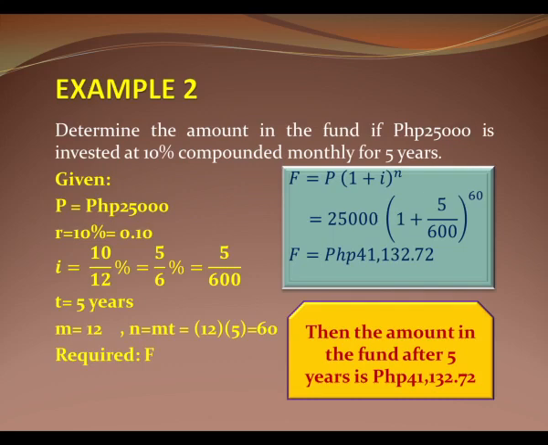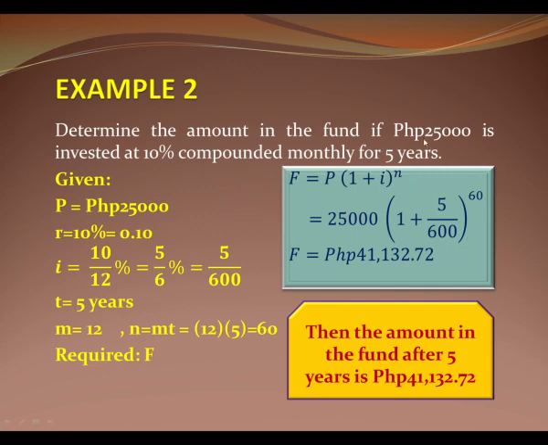Now here we will discuss another example of compound interest. Solving this problem is no longer a detailed solution; instead we can use the formula that we have for the final amount for compound interest. So the problem says to determine the amount, so we still have to look for the final value or final amount in the fund if 25,000 is invested at 10% compounded monthly for 5 years.